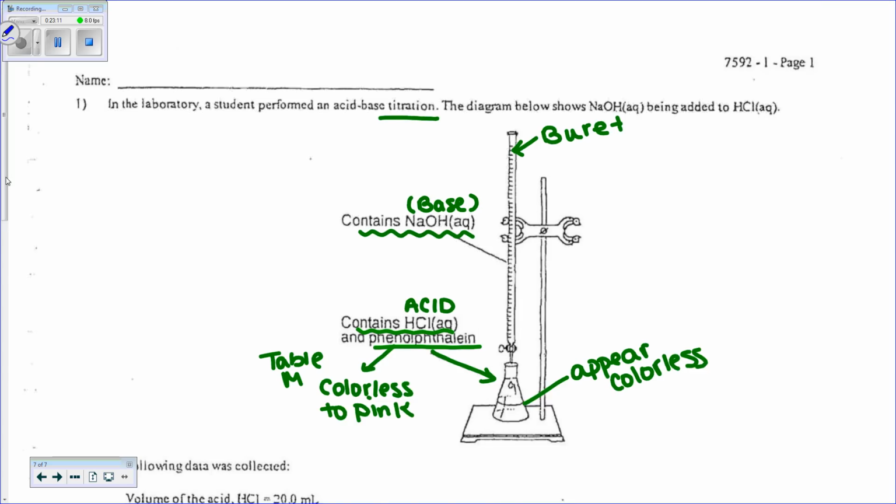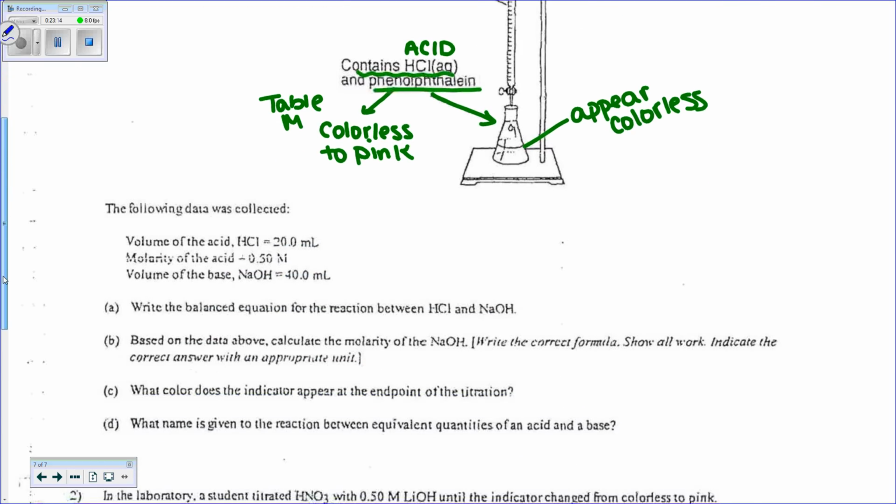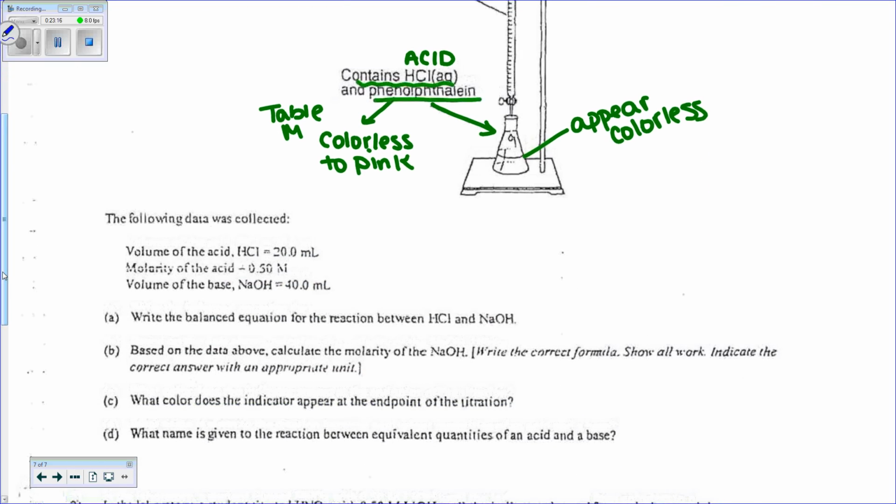So it says, okay, the following data was collected. The volume of acid is 20 milliliters. So here's my volume of acid, 20 milliliters. It says the molarity of the acid. I know this is hard to see, but it says 0.5 molar. Well, the acid is just HCl. So there's one H, so this is your molarity of your acid.